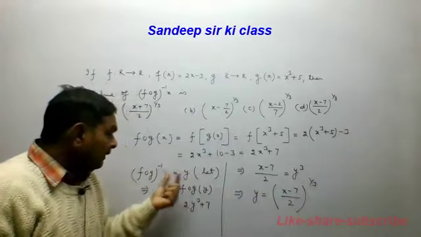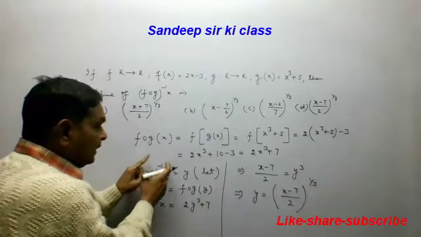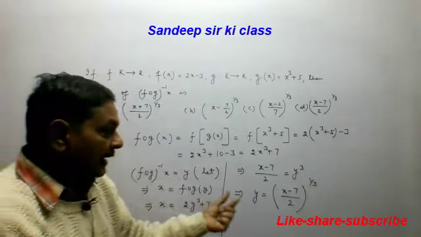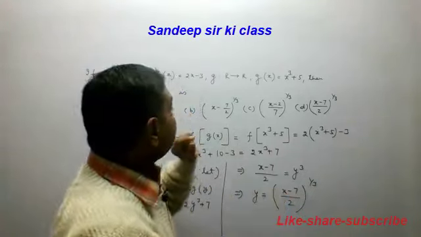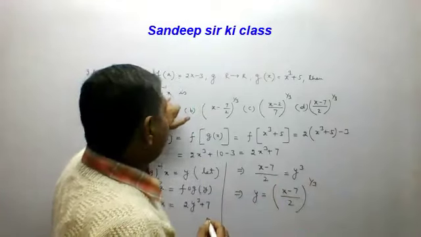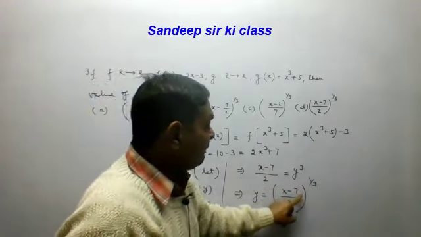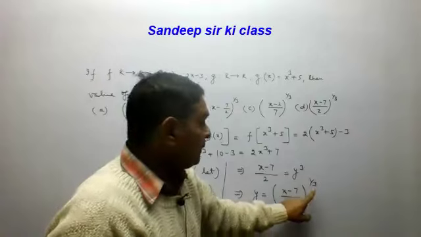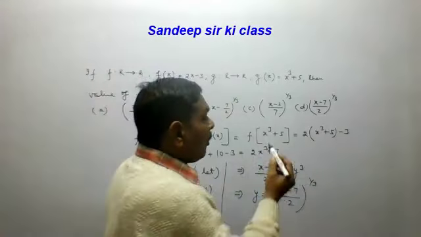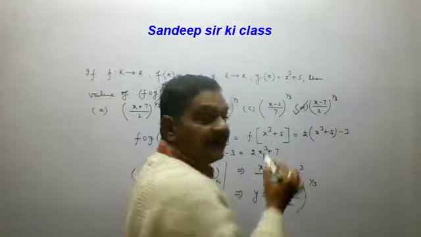And what is our y? y is (fog) inverse of x, and hence the inverse function (fog) inverse x is ((x minus 7) upon 2) whole raised to the power 1 upon 3. Our option D here is the correct option.